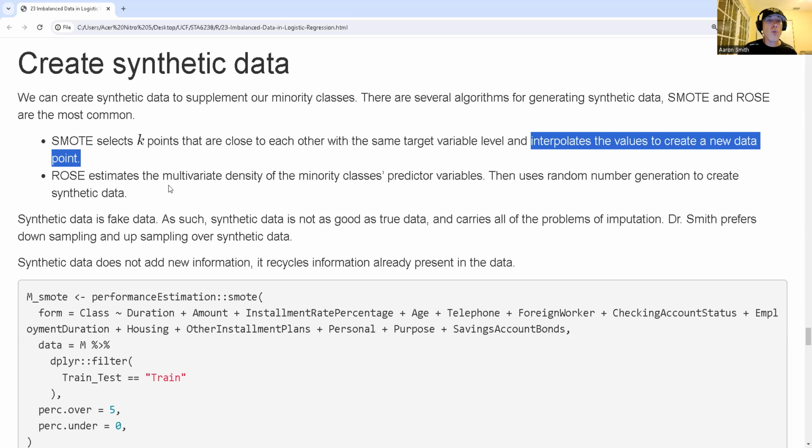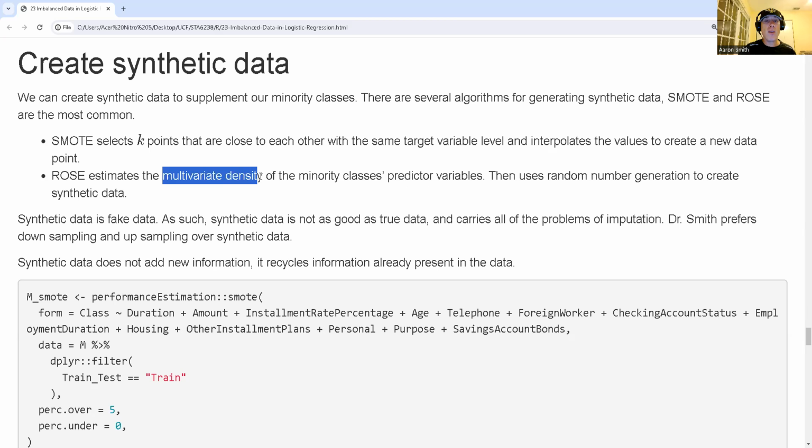Now, what ROSE does is assume a multivariate density on the minority classes of the predictor variables, and then use random number generation to create synthetic data. All right, that sounds reasonable, but it's still fake data, and I specifically don't like categorical data for this approach, because if I'm just randomly generating it, random generation isn't necessarily going to connect well to the target variable. Synthetic data is fake data.